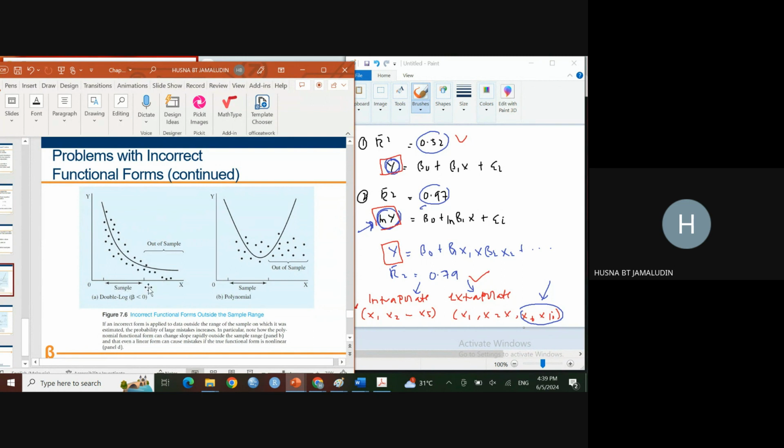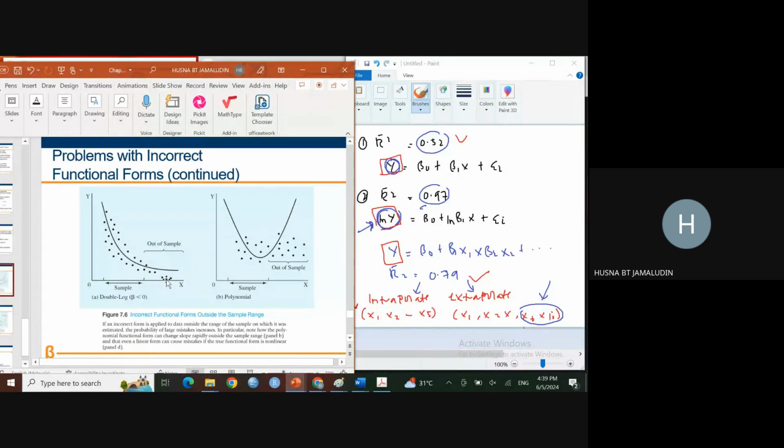You can see that this is your sample, if you can see my cursor. This is your observation. But then, using the correct functional form, you are estimating here. This is out of sample. You are estimating here. So this is the extrapolation. The sample is just from here, so the extrapolation is out of your sample. So you are estimating this.